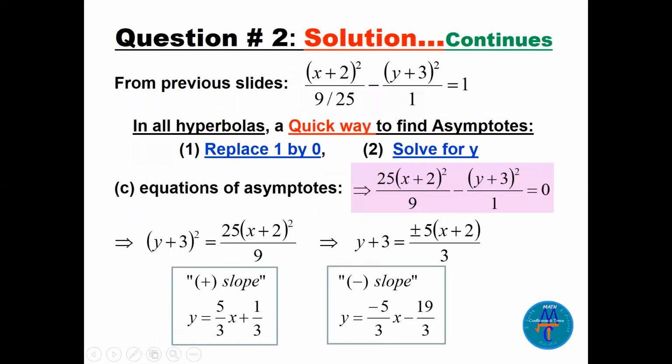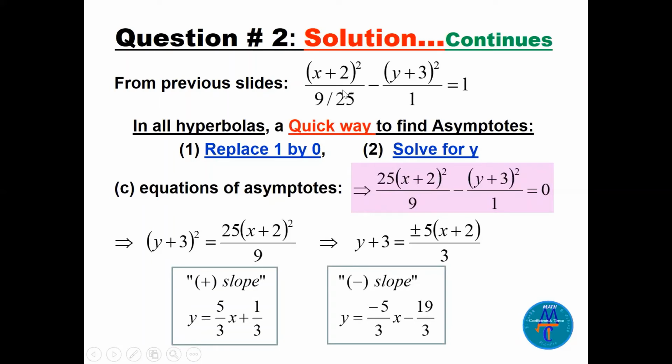Now one slide for finding the asymptotes. I think I mentioned before, slide number 3, if you remember, there is a quick way to find the equation of asymptotes for any hyperbola, only for hyperbolas. The steps are 2 steps. Remember that. Replace 1 by 0, solve for y. So we take the equation, the standard form. See, this is the equation here.